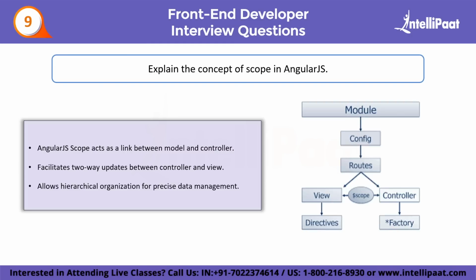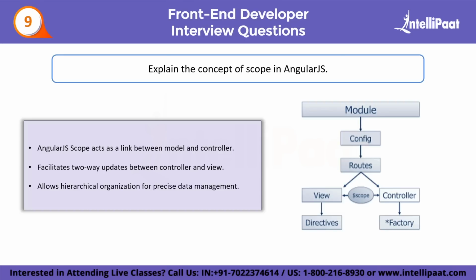Moving on to the next question. Explain the concept of scope in AngularJS. The answer to this question is, in AngularJS, a scope is an object that refers to the application model. It acts as a context where variables, which are properties, and functions, which are methods, are stored. Scopes are used to bridge the gap between the HTML and the JavaScript in an AngularJS application. They enable the two-way data binding between the view and the controller.